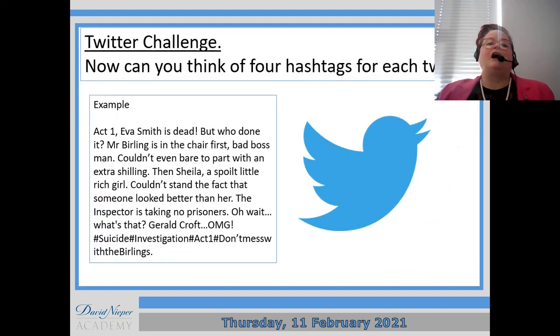Okay, so there's an example one for Act 1 here. So Act 1, Eva Smith is dead, but who done it? Mr. Birling is in the chair first, bad boss man, couldn't even bear to part with an extra shilling. Then Sheila, a spoilt little rich girl, couldn't stand the fact that someone looked better than her. The inspector is taking no prisoners. Oh wait, what's that? Gerald Croft, OMG. Hashtag suicide, hashtag investigation, hashtag Act 1, hashtag don't mess with the Birlings.